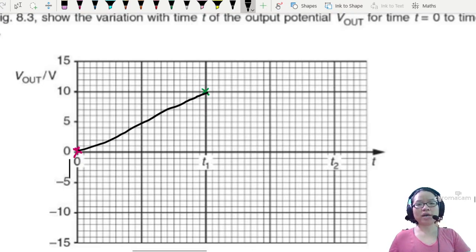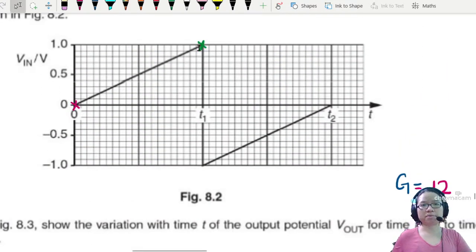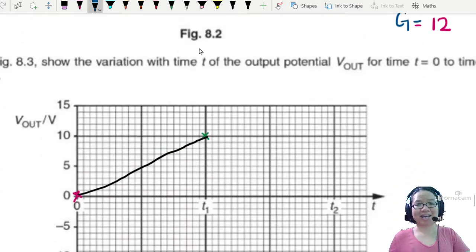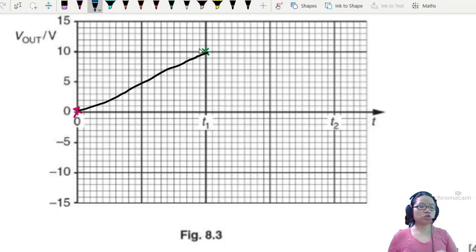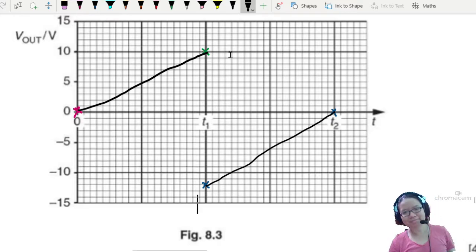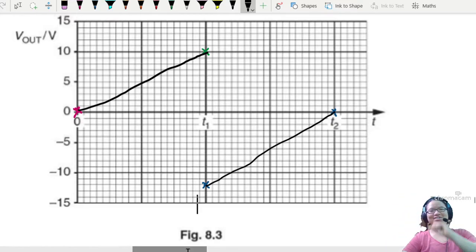Okay, so what happens at the bottom triangle? This is the same, right? Bottom triangle here, this is negative 1. Negative 1 times 12 is negative 12, because this is non-inverting, so you don't have to change positive to negative. Okay, so now this one is negative 12, so it's here. And obviously at T2, it will drop to 0. So you're going to get a straight line that also looks like this, parallel. This kind of graph comes out very nice because it's 4 marks.